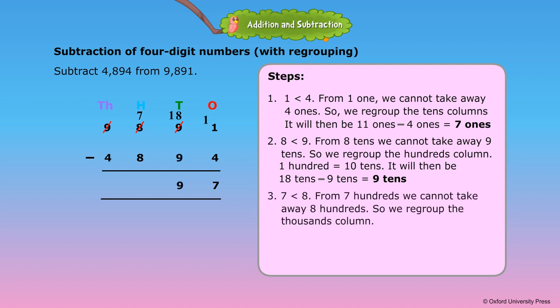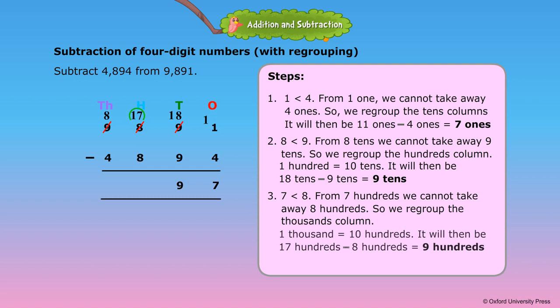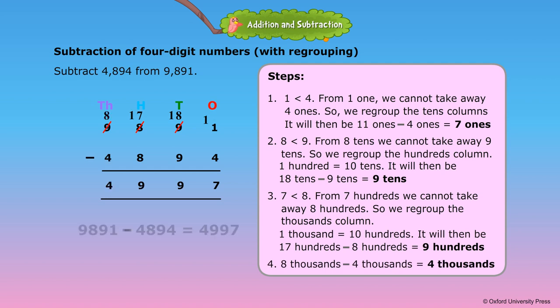3. 7 is less than 8. From 7 hundreds, we cannot take away 8 hundreds. So we regroup the thousands column. 1 thousand is equal to 10 hundreds. It will then be 17 hundreds minus 8 hundreds is equal to 9 hundreds. 4. 8 thousands minus 4 thousands is equal to 4 thousands.